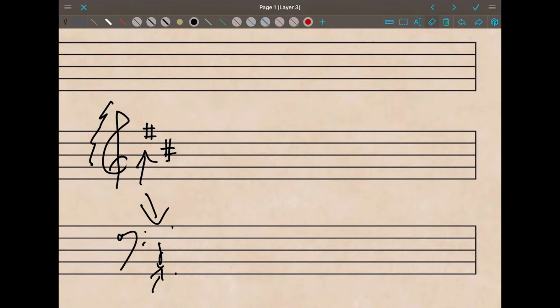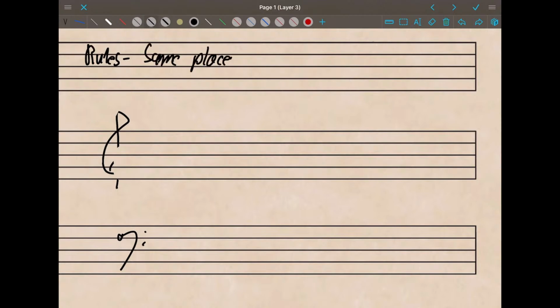And by the way, when you're drawing key signatures, the sharps and the flats go in the same, oops, let me just write that up there. Rules: same placement, same order every time. What does that mean? Oops, I erased. Let me start over with the clefs here.